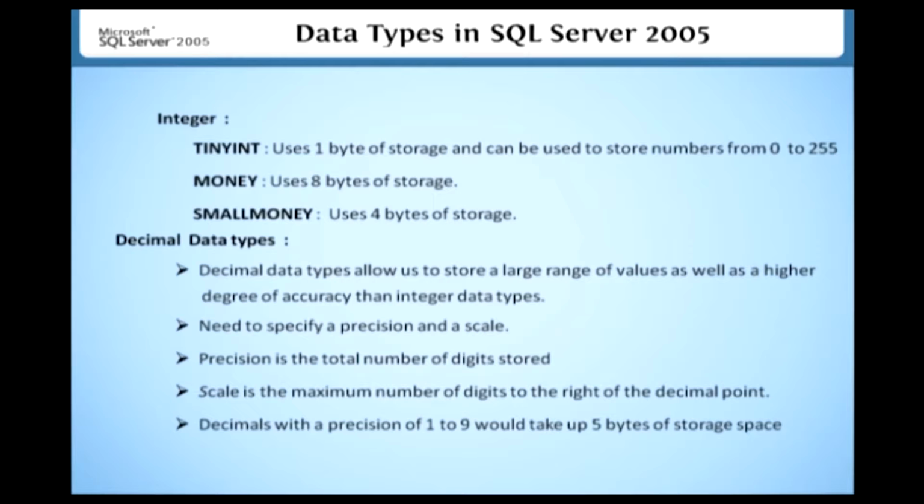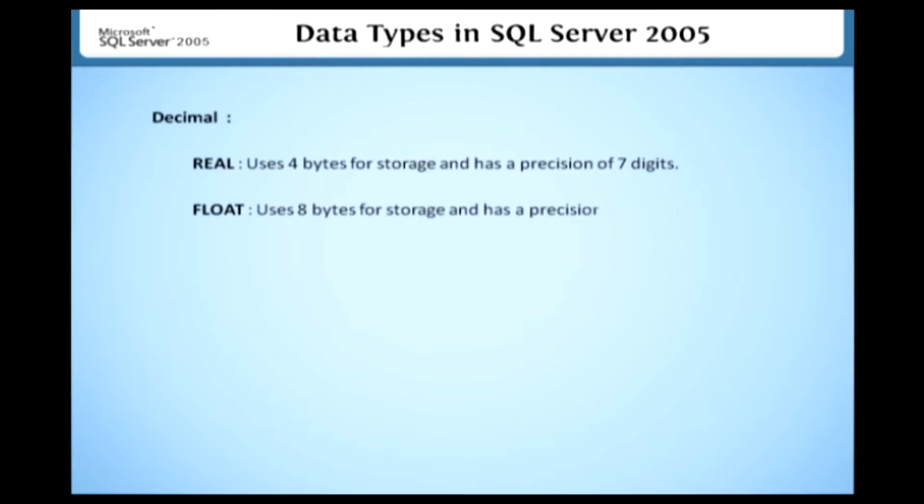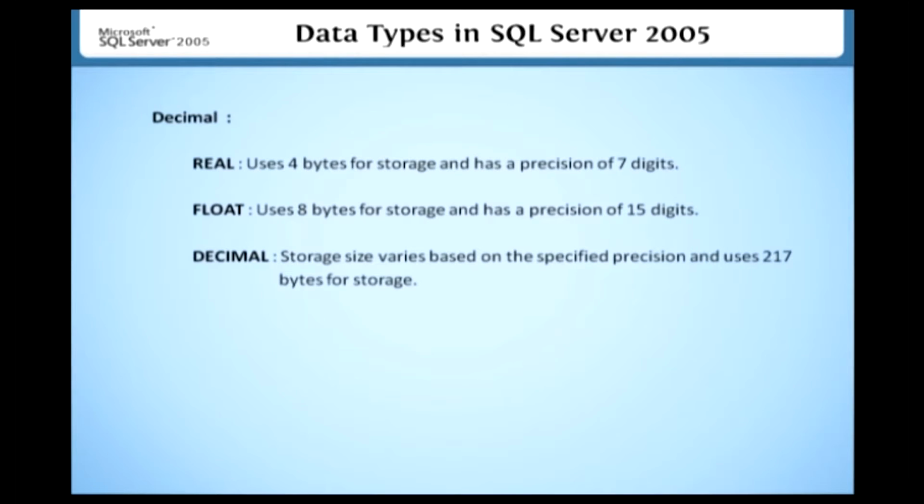Decimals with a precision of 1 to 9 would take up 5 bytes of storage space. Decimals with a precision of 10 to 19 would take up 9 bytes of storage, and so on. Let's see some decimal data types. Real, which uses 4 bytes for storage and has a precision of 7 digits. Float, which uses 8 bytes for storage and has a precision of 15 digits. Decimal, whose storage size varies based on the specified precision and uses up to 17 bytes for storage.